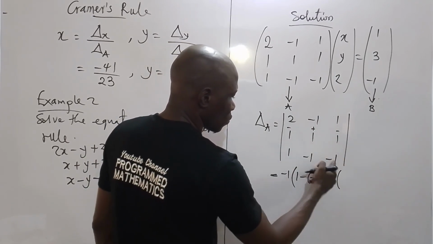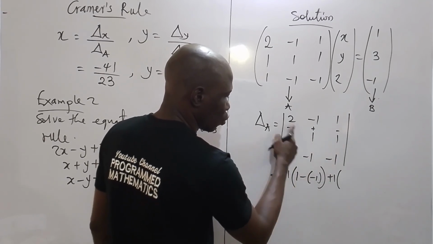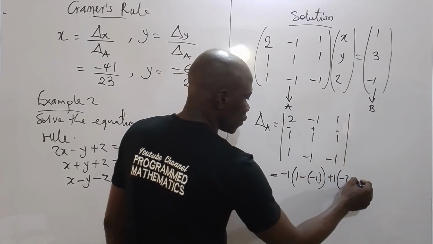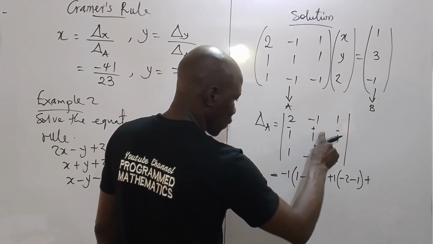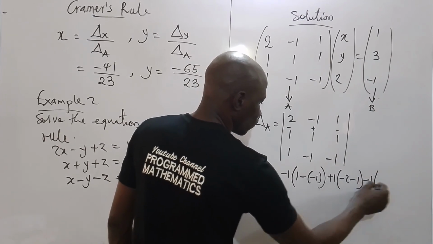2, 1, 1, minus 1. So 2 times minus 1 is minus 2. Minus 1 times 1 is 1. Then plus, okay, minus, plus, minus. So the next sign there is minus 1, bracket.